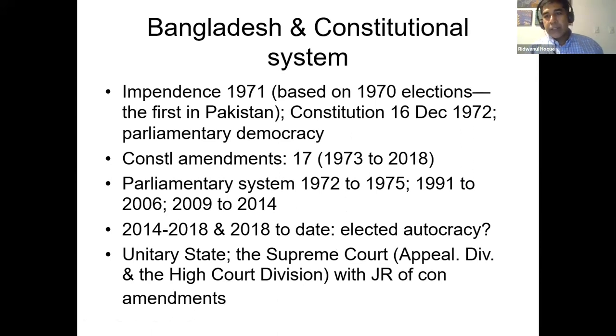A little bit about Bangladesh. Bangladesh became an independent nation in March 1971, and the independence is based on a general election in the then Pakistani state, which was the first election ever in Pakistan after its independence from the British in 1947. This is very ironic. The Constitution of Bangladesh came into force on 16th of December 1972. And under the Constitution, the first ever elections were in March 1973.